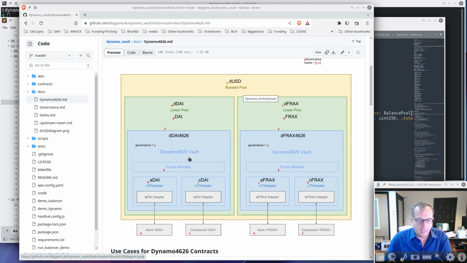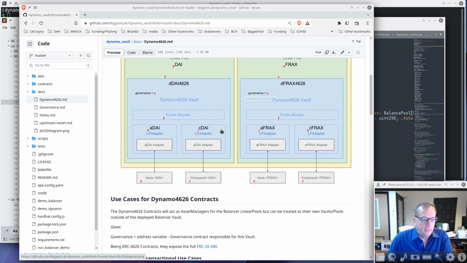So each Dynamo 4626 vault can have different LPs than the other one, because, for example, not all algorithmic stable tokens are supported across each of the LPs. Also, in this case, we have the same funds allocator contract, but you could actually allocate funds independently for each Dynamo 4626 vault, and also each one gets its own strategy, obviously because it could have different LPs. So that's the structure for that.